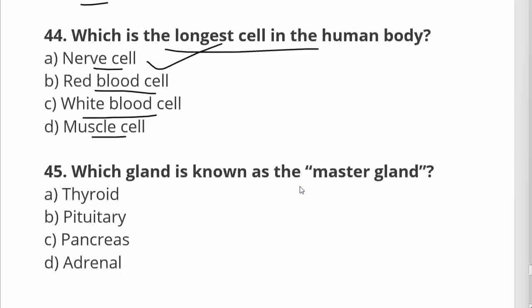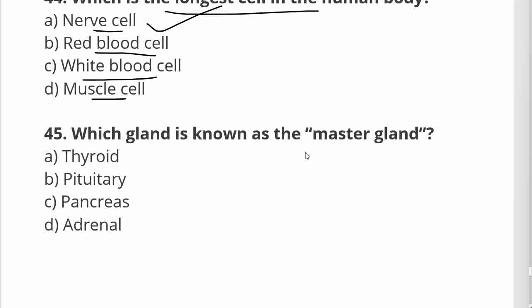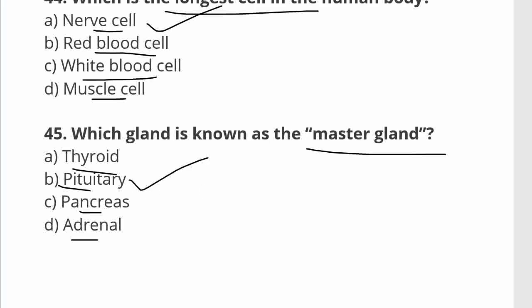Now the next question. Which gland is known as the master gland? Options are A. Thyroid, B. Pituitary gland, C. Pancreas, D. Adrenal. Then the right answer is option B. Pituitary gland. The pituitary gland, located at the base of the brain, controls other glands in the body, including the thyroid, adrenal glands, and reproductive glands.